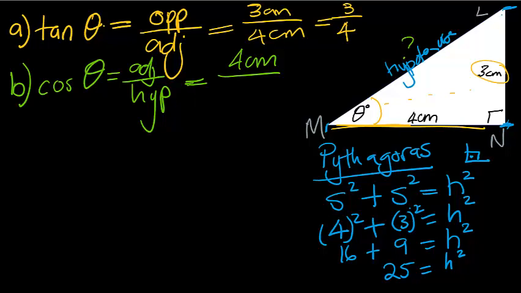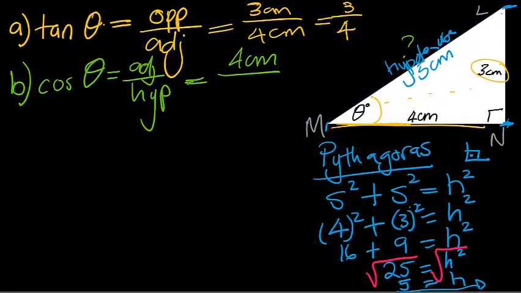In order to get h, I am going to square root both sides. So square root of 25 and square root of h squared. This means that h is equal to plus or minus 5. So the long end, ML, is actually 5 centimeters. And I know this because I used Pythagoras. So in answering question B, I now can input 5 centimeters as my denominator. So cos of theta is 4 over 5.